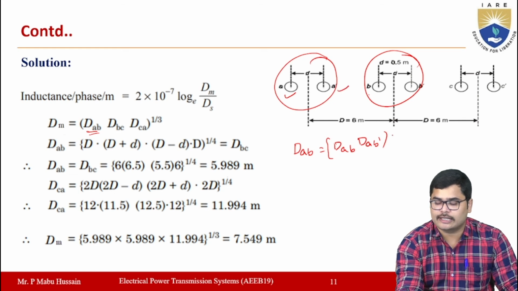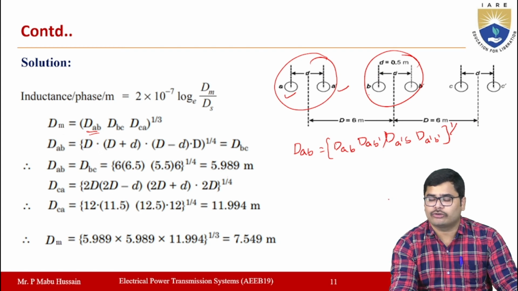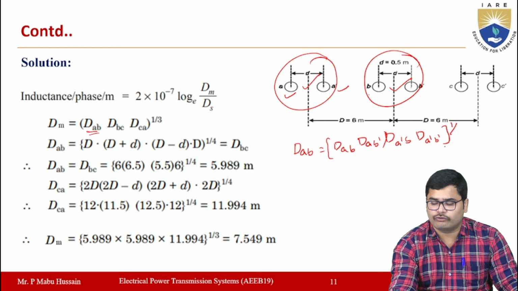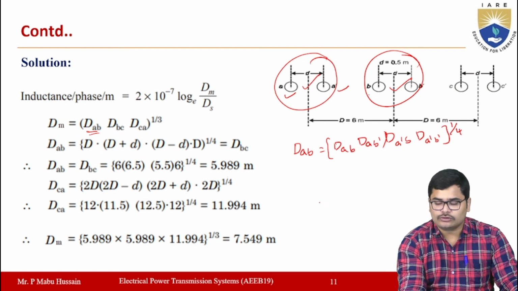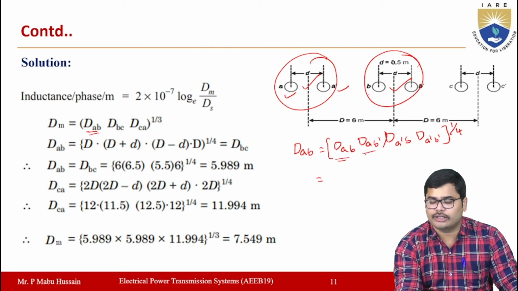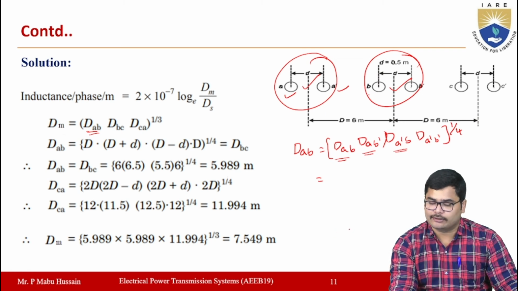Then if you consider A dash, DA dash B is one distance, DA dash B dash is another distance, whole to the power of 1 by the multiplication of how many conductors each phase has. Here 2 subconductors, here also 2 conductors, so 2 into 2, 4 will be the denominator here, right? Now you have to calculate the value of DAB, DAB dash, and DA dash B.